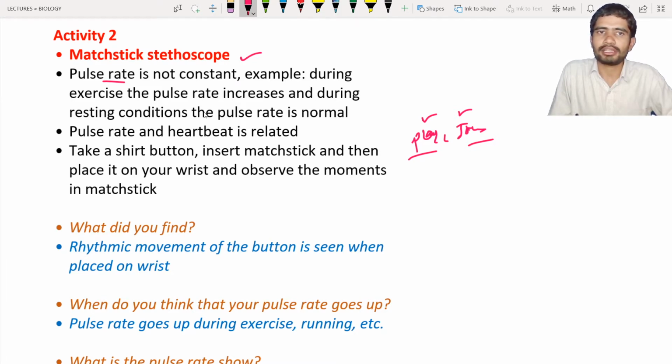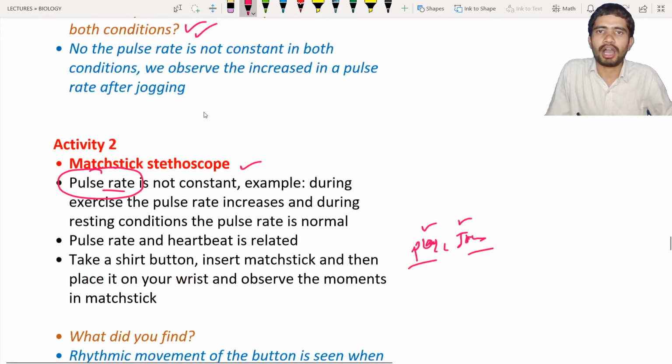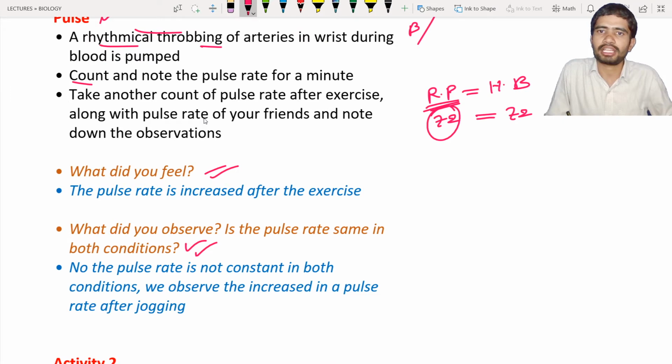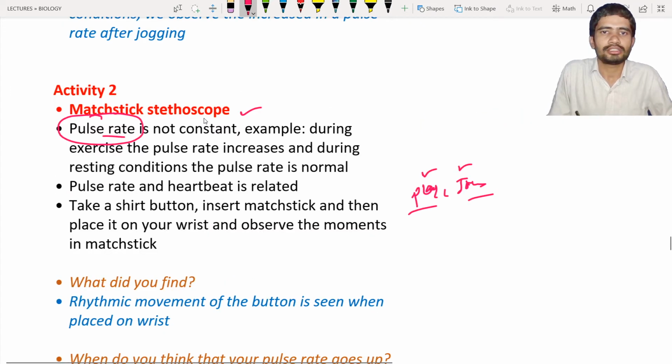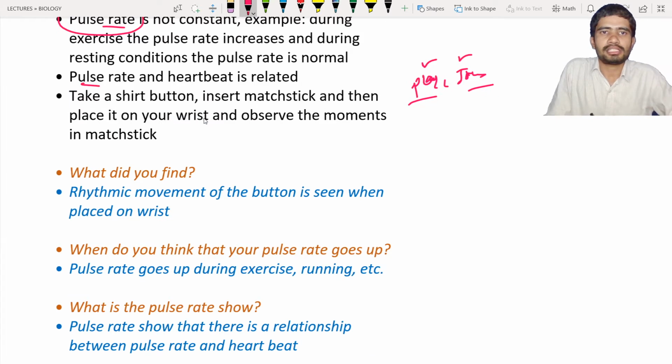What happens if the heartbeat increases? The pulse rate also increases. Just now we have seen, if the heartbeat increases, the pulse rate increases, or we can say that the rate of pulse is equal to the heartbeat. Okay, so this is another reason the pulse rate and heartbeat are related. How are they related? Because there is a direct connection, so that the blood will be pumped from the heart to the blood vessels, and these blood vessels are present in the wrist, so we check the rate of pulse in the wrist. So it is related.